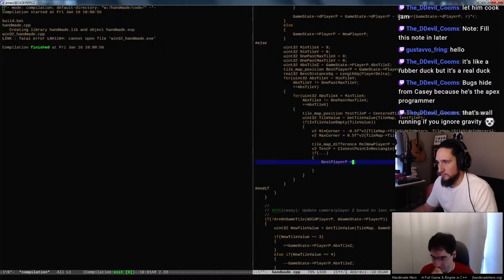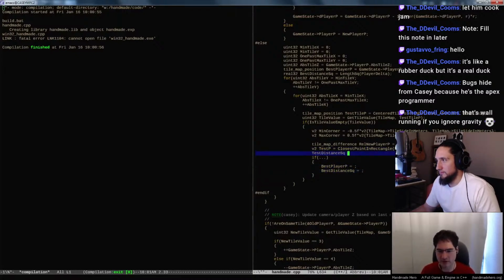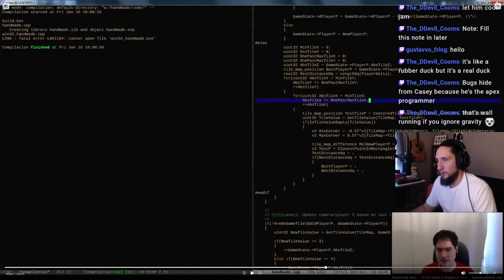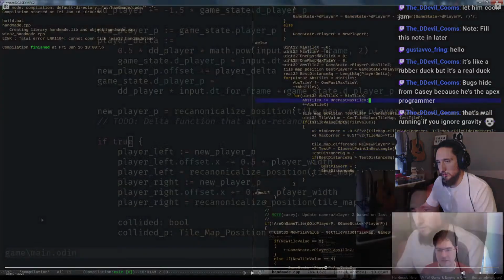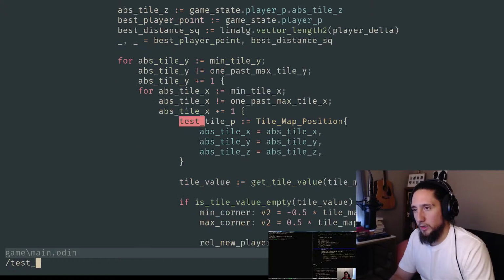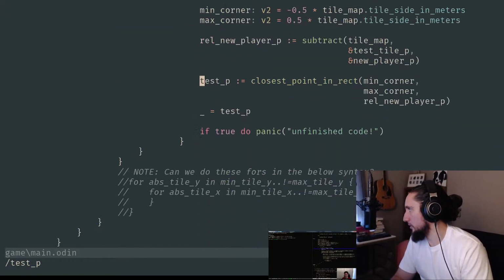So this would be a new player P here, and the best distance squared will be the test. So this will be a test distance squared here that we'll do, and we'll basically say if the best distance squared is greater than whatever that test distance is, we'll accept the new one. So we basically just keep. Okay. Let me pencil that in real quick, just so I'm not lost when I start off on Monday.